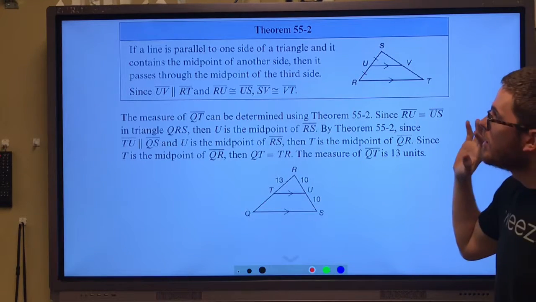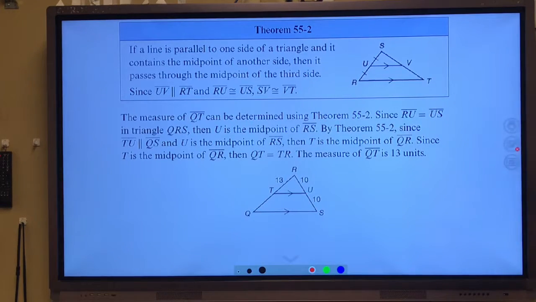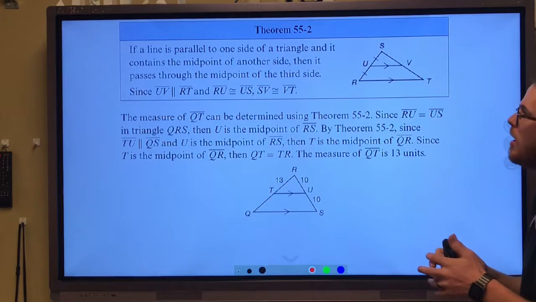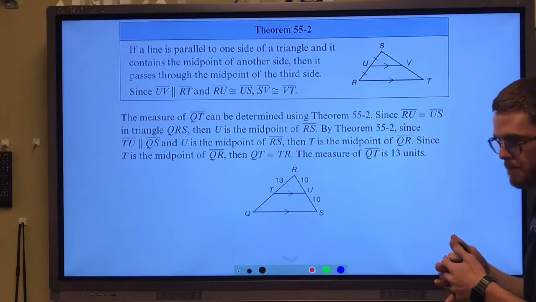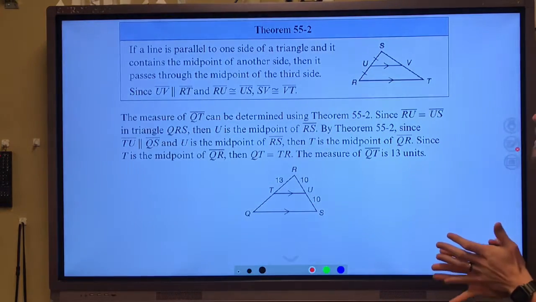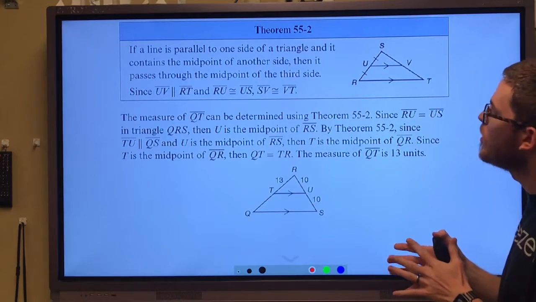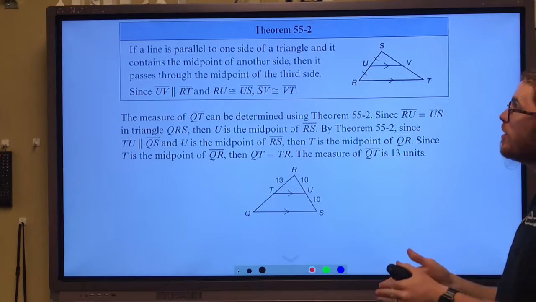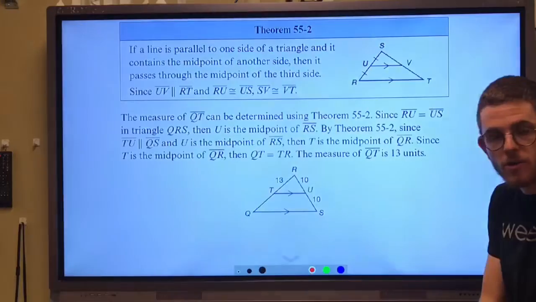Now, the theorem here, all right, if we're thinking about mid-segments and stuff like that, it says if a line is parallel to one side of a triangle and it contains the midpoint of another side, then it must also contain the midpoint of the third side.